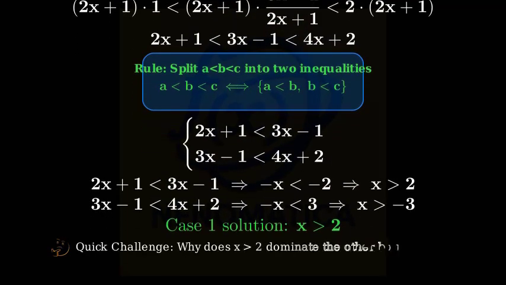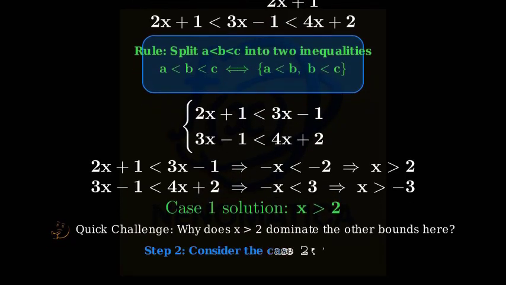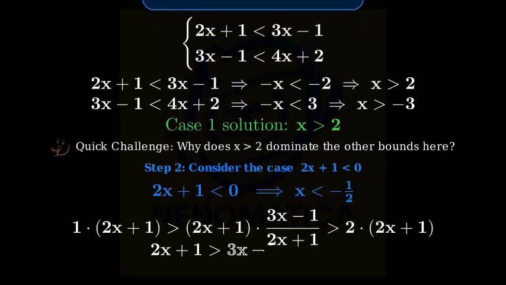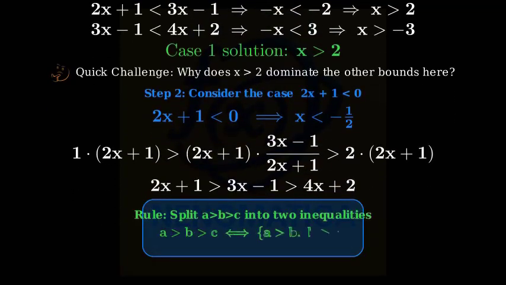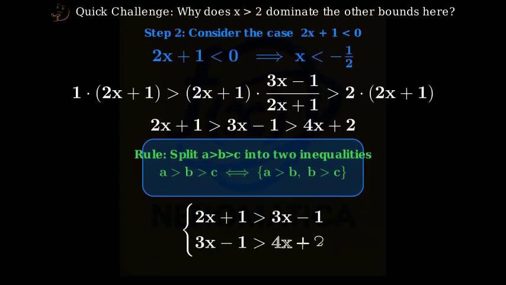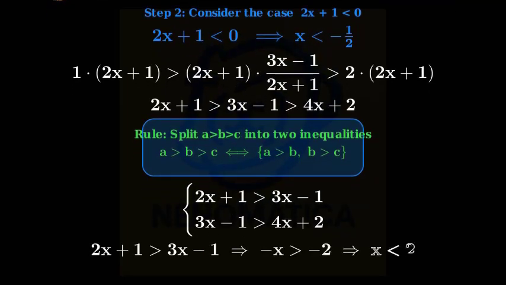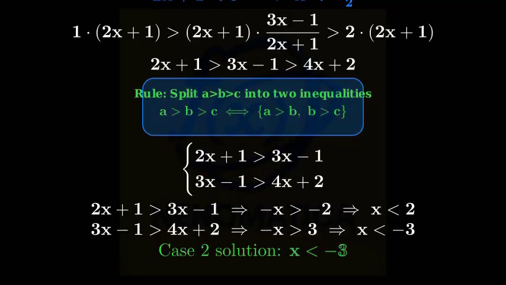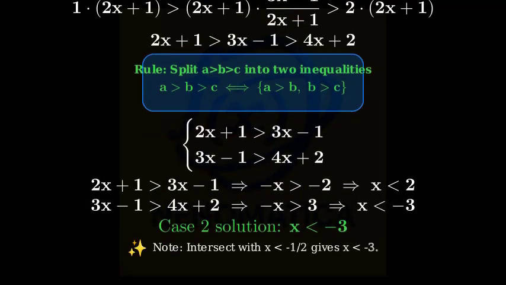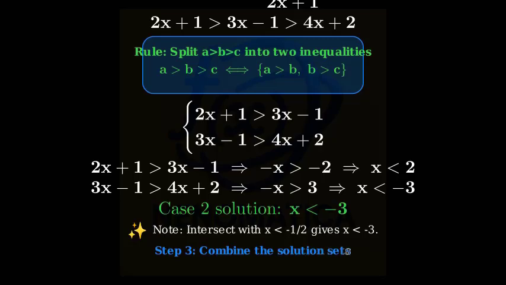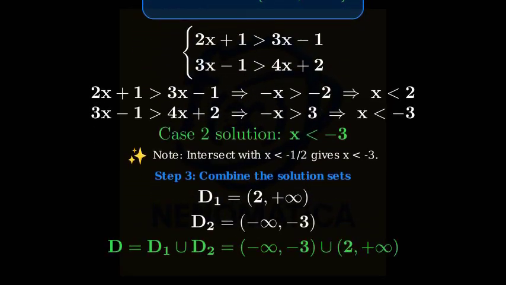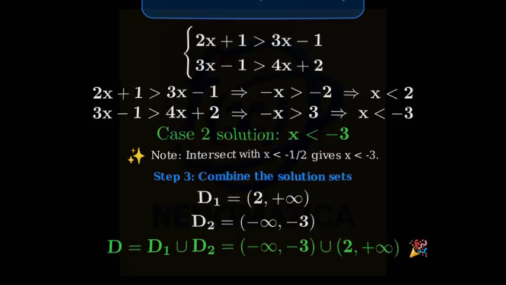Step 2. Consider the case 2x + 1 is less than 0. Now, the multiplier is negative, so all inequality signs reverse when we multiply. We then simplify, split, and intersect with the domain restriction x less than -1/2. Finally, combine both cases by taking the union of their solutions. The final answer is the open intervals -∞ to -3, union 2 to +∞.